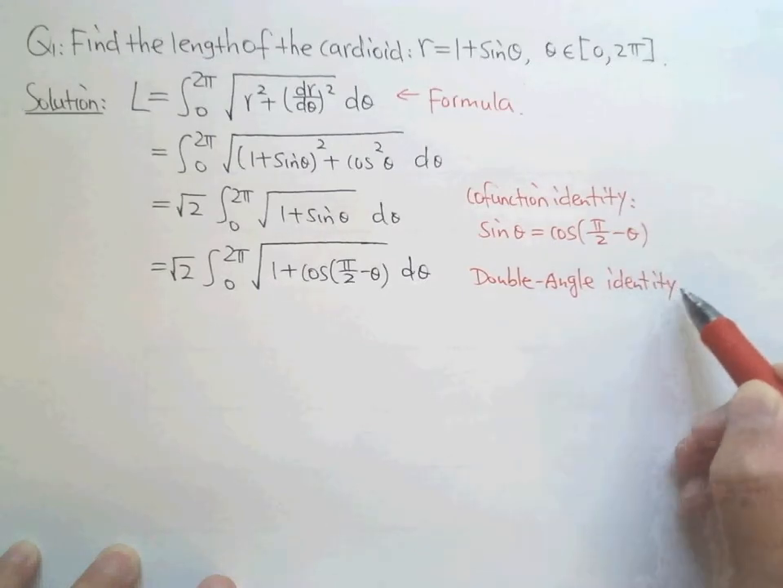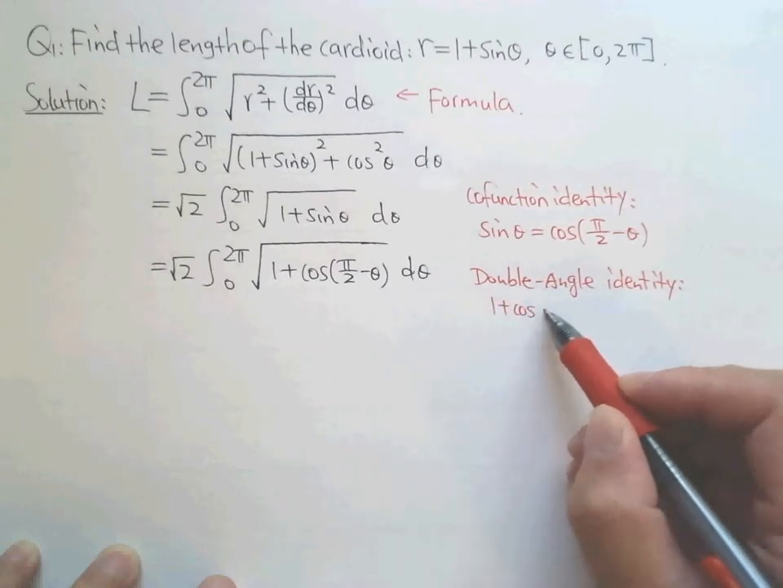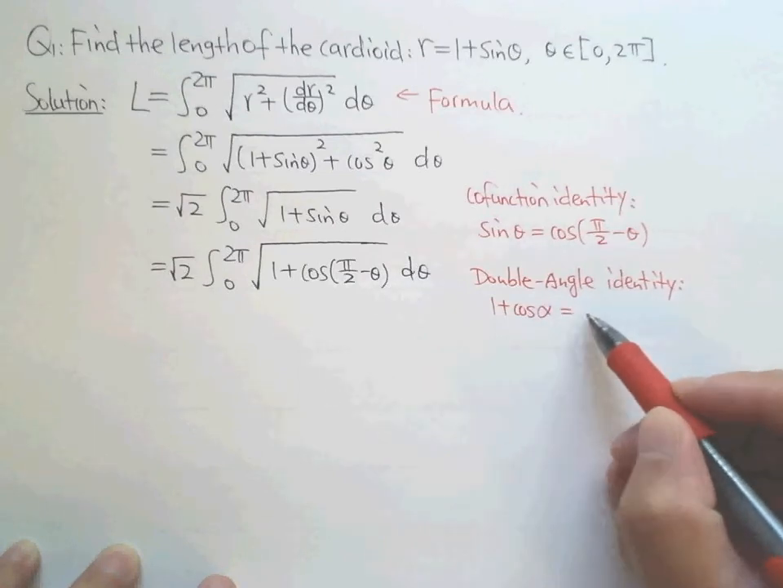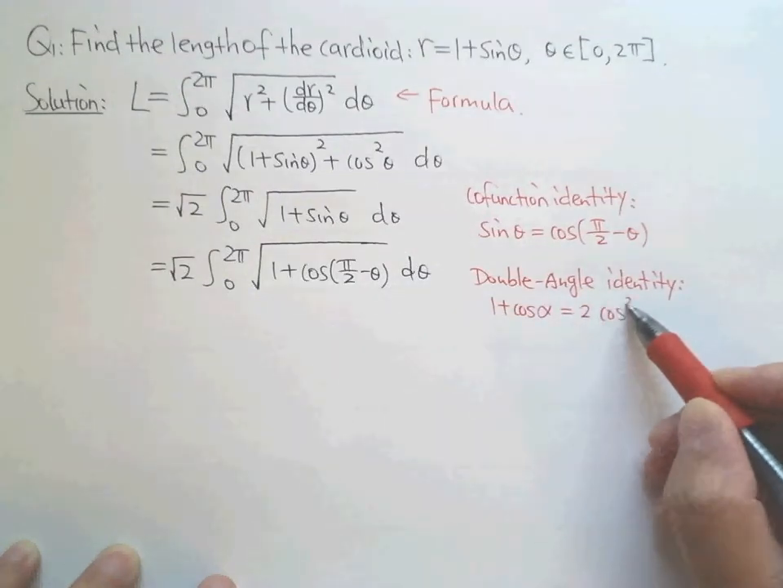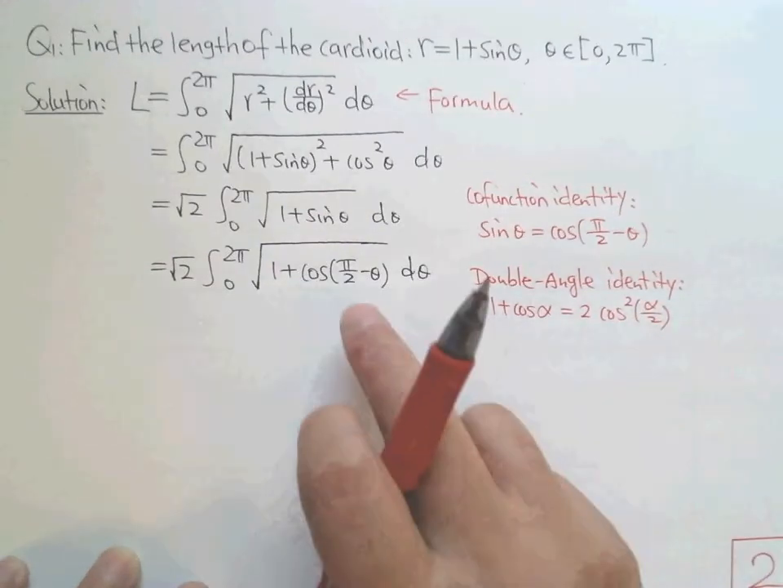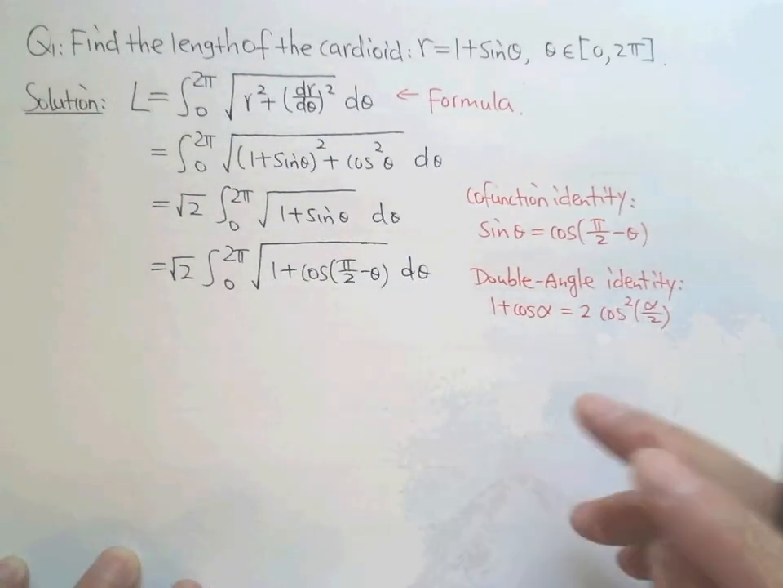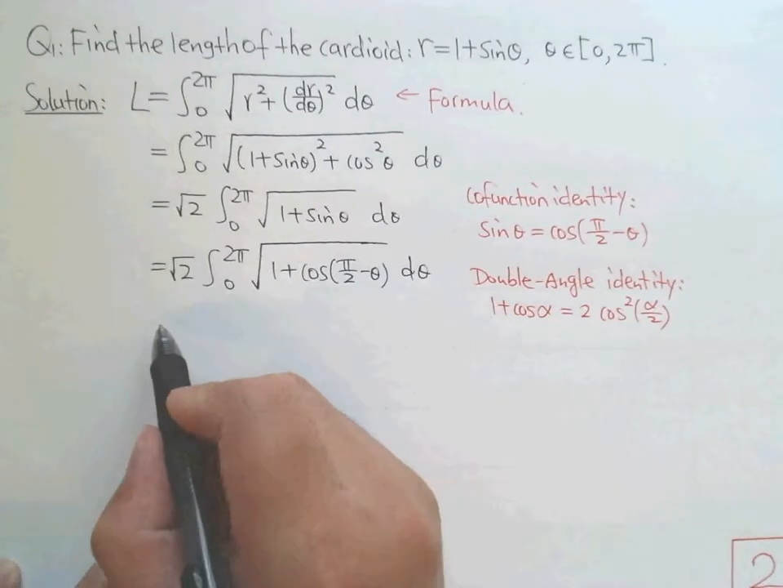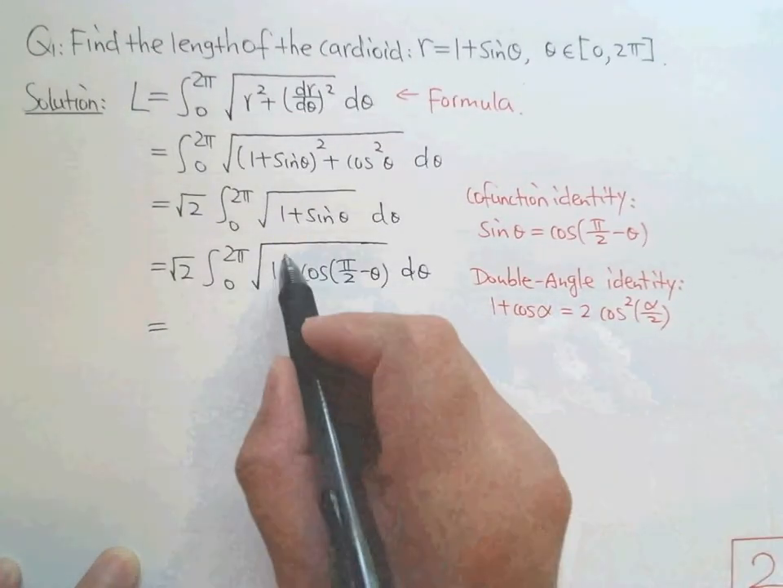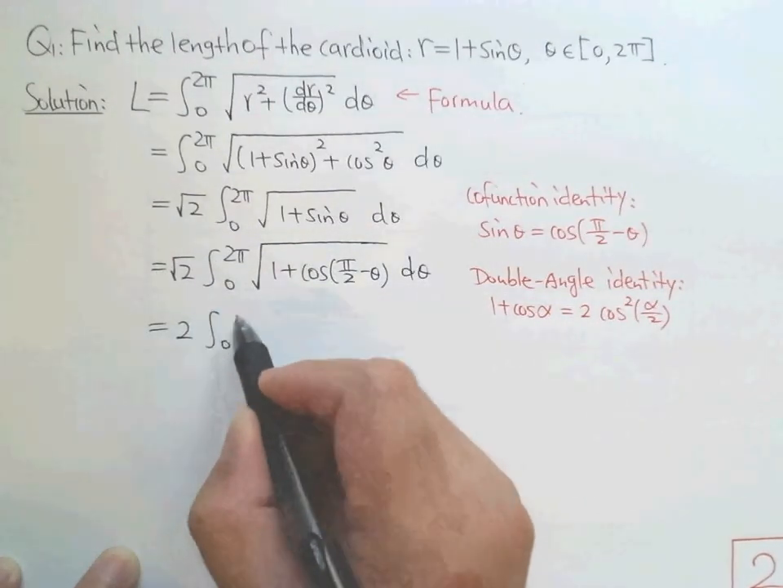1 plus cosine alpha equals what? Equals 2 times cosine square of half of the angle. This time alpha is pi over 2 minus theta. Therefore, we get a square, and we take a square root, and we can cancel the square root. Plug in, and therefore square root of 2, and taking out square root 2 times square root 2 is 2. I simplify a little, 0 to pi.